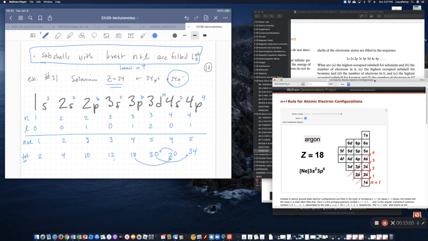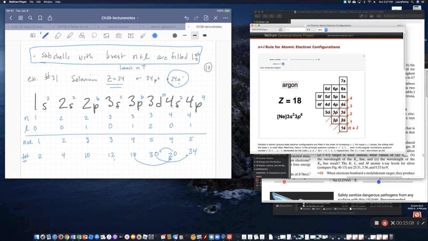This is a Wolfram Alpha demonstration also of this, where they're really showing us the N plus L. So there it goes. So here's just our options. So 1s, 2s, 2p, 3s, 3p, 3d, right? This is another way of writing this thing that I've got written out. We'll go ahead and check. Let's go ahead and put, we want selenium, which is 34. Whoops, come back. Can I step this down? There we go, 31, 33, 34.